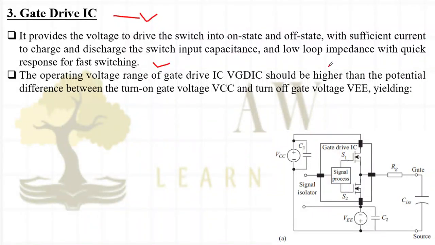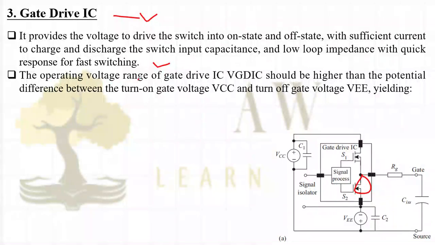The important thing is to amplify my current and give it to the device under test. Once the device capacitances are charged, so if I have any device, the junction capacitances of the device, once the input capacitance of the device is charged, my device turns on and turns off accordingly. So this gate drive will provide the sufficient current to charge and discharge the switch input capacitance.